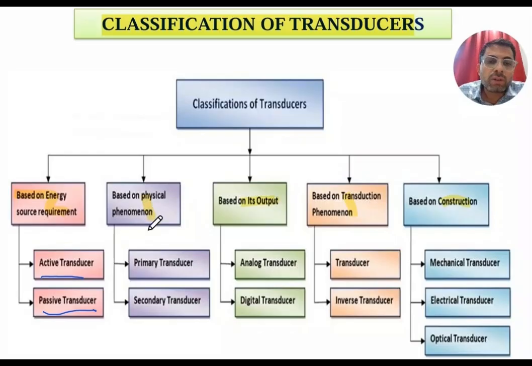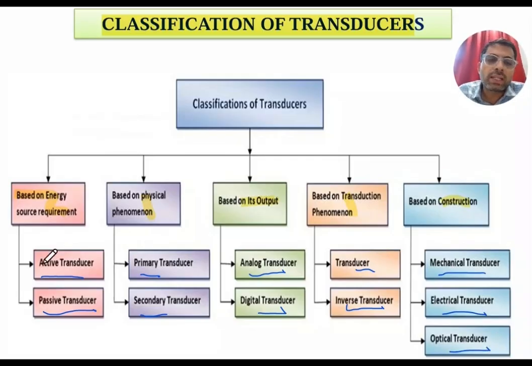Based on the physical phenomenon, primary transducer and secondary transducer. Why it is primary and why it is secondary, I'm going to tell you later on. Based on its output, analog transducer and digital transducer. Based on the transduction phenomenon, transducer and inverse transducer, right? Based on the construction, mechanical transducer, electrical transducer and optical transducer.